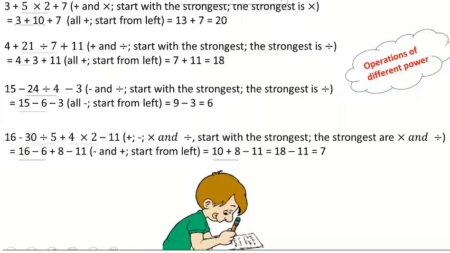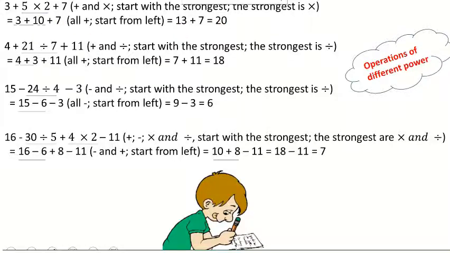So 5 times 2, it's 10. We copy the 3 because it comes first. 3 plus 10 plus 7. Now, all of them are addition of the same power, so we start from left to right. 3 plus 10 is 13, plus 7 it's 20.